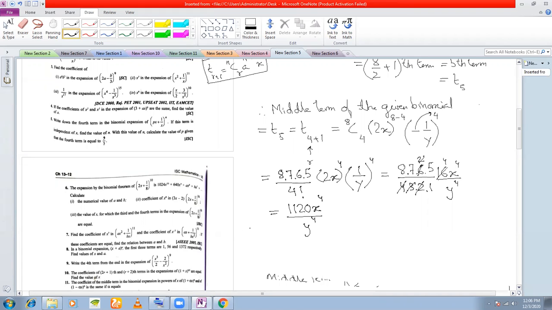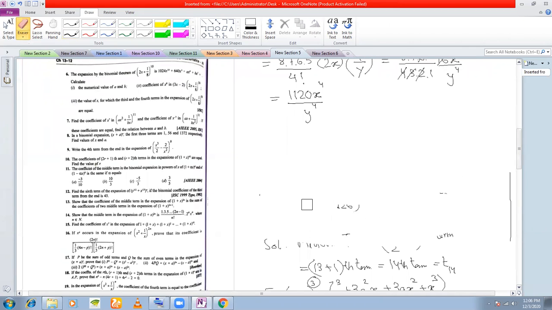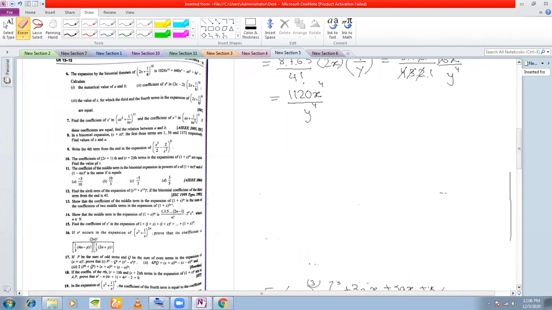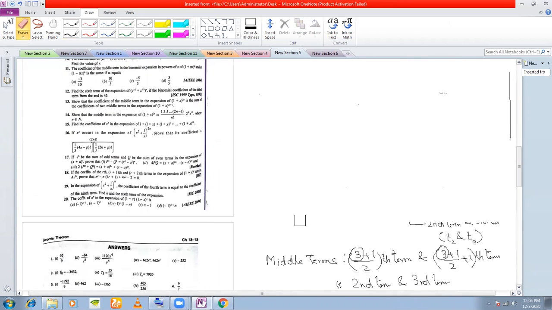Any question, any doubts till this part? No, sir. Let us now take an odd power and see how to find out the middle term.